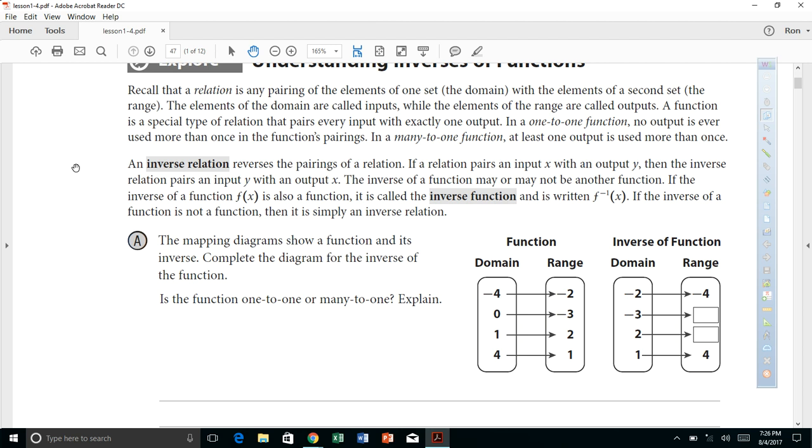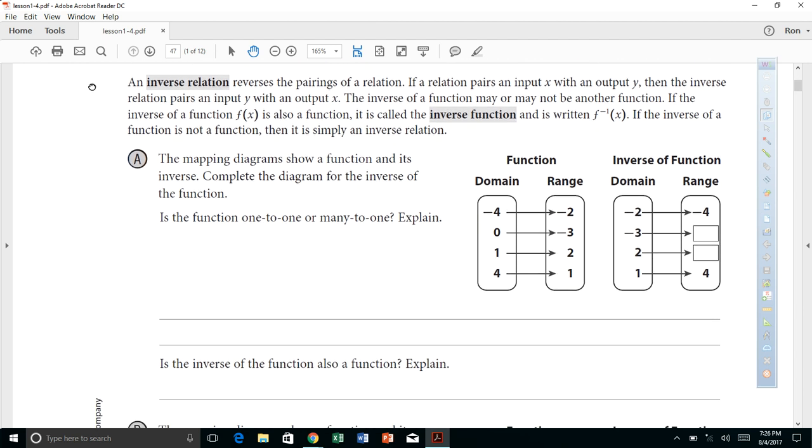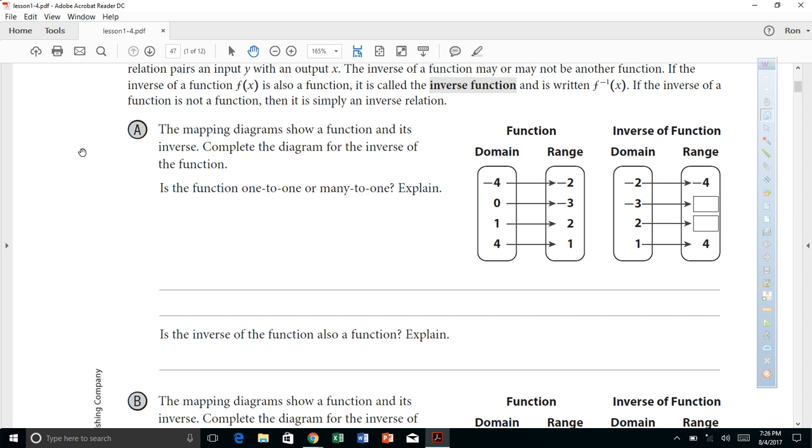An inverse relation reverses the pairings of a relation. If a relation pairs an input x with an output y, then the inverse relation pairs an input y with an output x. The inverse of a function may or may not be another function. If the inverse of a function f of x is also a function, it is called the inverse function and is written the inverse of f of x. If the inverse of a function is not a function, then it is simply an inverse relation.